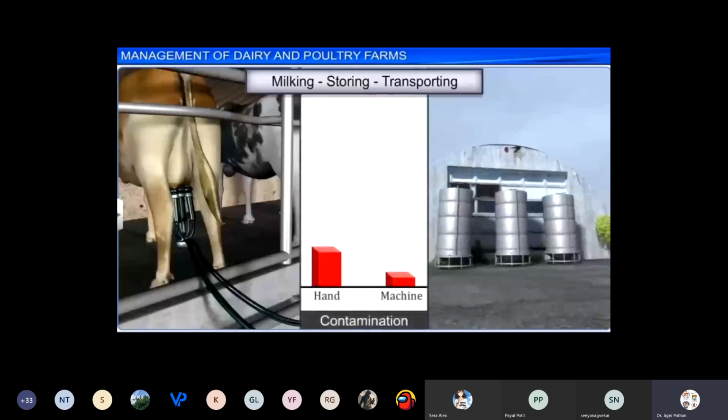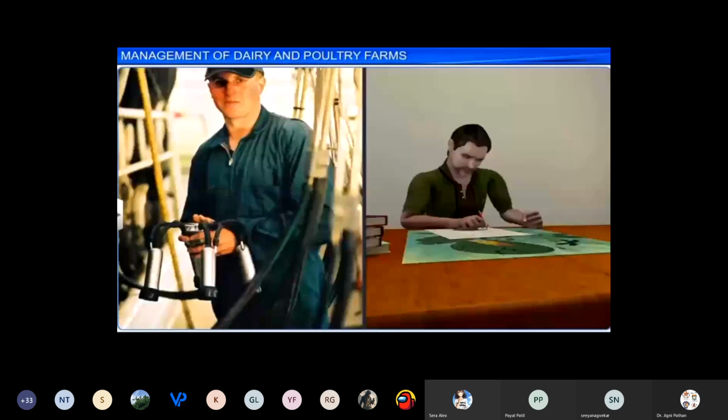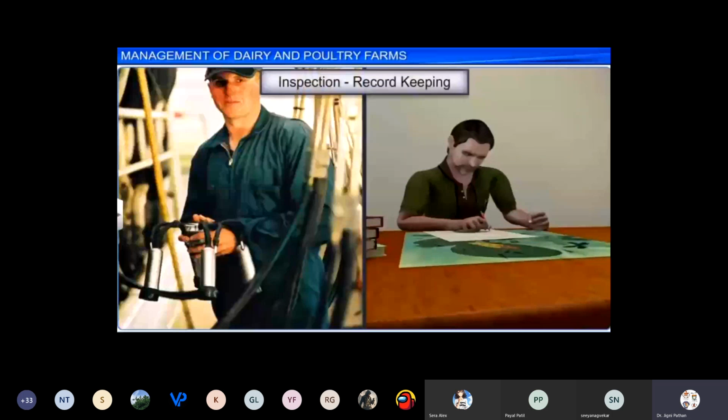Most of these processes are mechanized, and the possibility of contamination is greatly reduced compared to the old method of milking by hand. In addition, the proper functioning of a dairy farm can be monitored by periodic inspection.